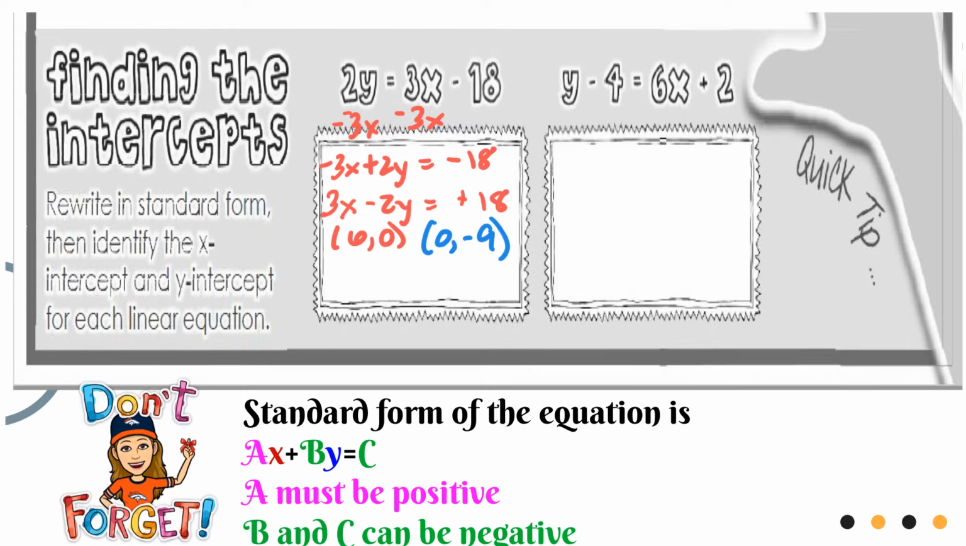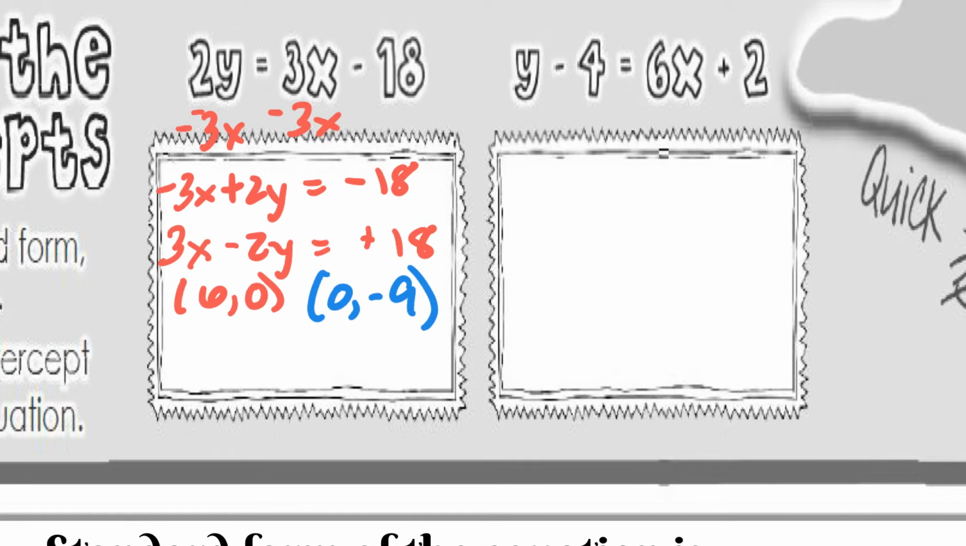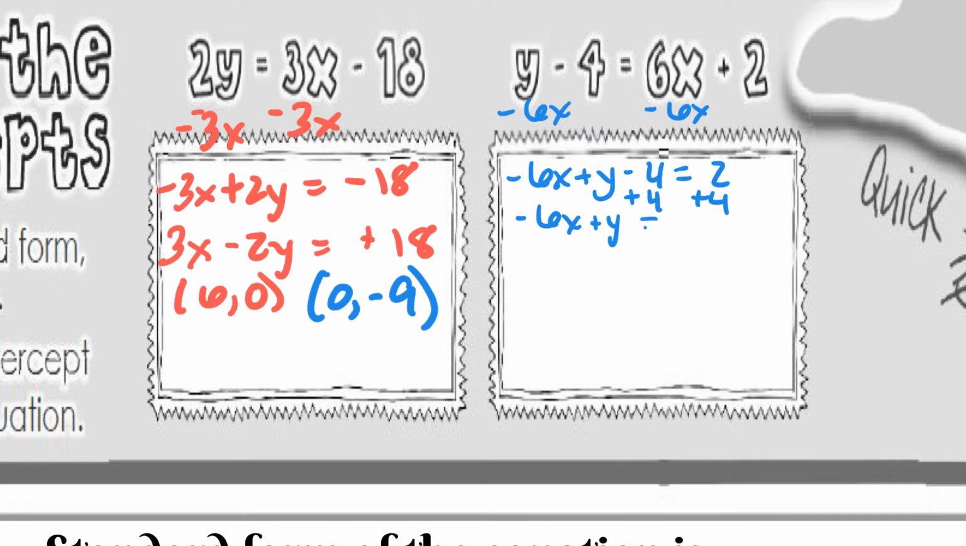Again, with this equation, there's a couple of steps. I am going to subtract 6x from both sides, and I get negative 6x plus y minus 4 is equal to 2. Now I need to add 4 to both sides, and I get negative 6x plus y is equal to 6. Now I still have my negative in front, so I need to divide everything by negative 1. So I get 6x minus y is equal to negative 6.